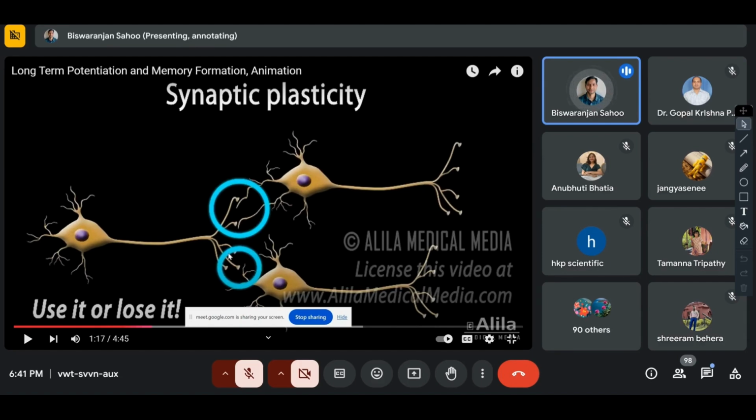So yeah, the two ways. Okay, so either here the existing synapses that is strengthened, the conductivity between these synapses increases, or there is a new formation of new synaptic growth. Okay.